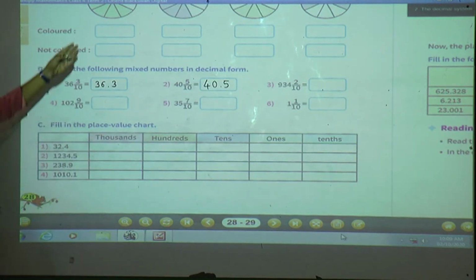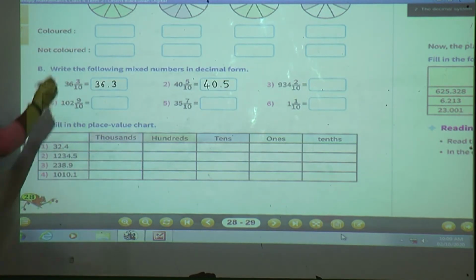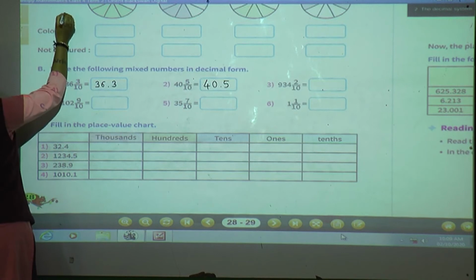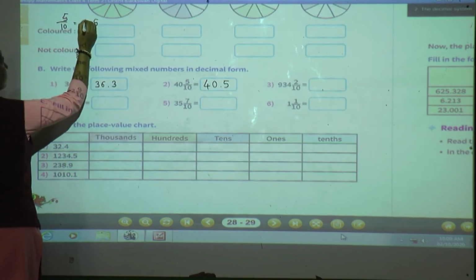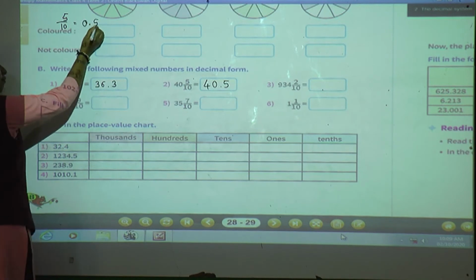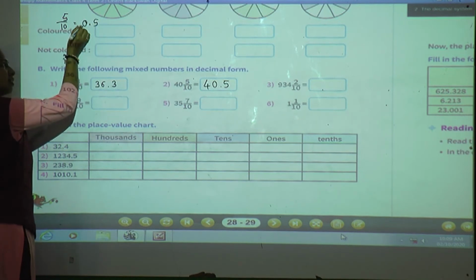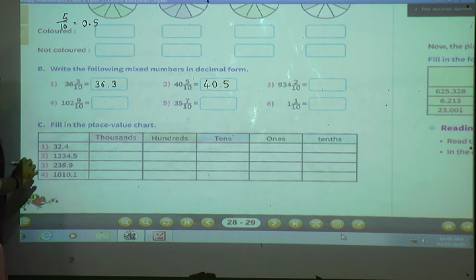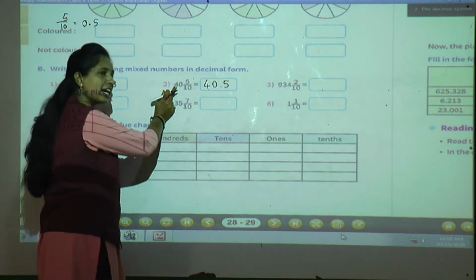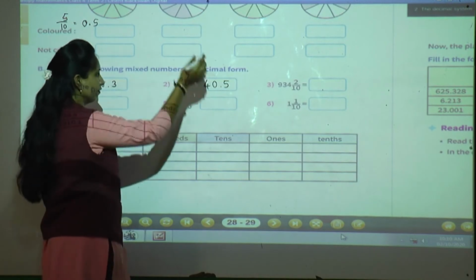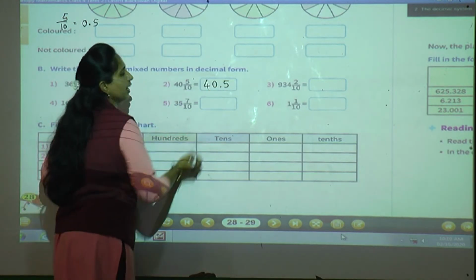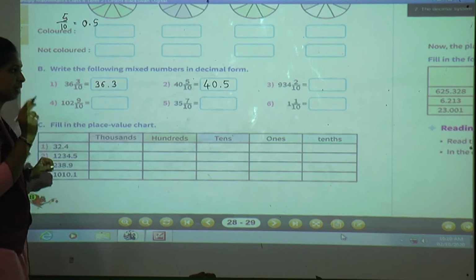Now in the same way, write the whole number 40, and 5 upon 10 means 0.5. See, here we have written 5 upon 10 as 0.5. We cannot write only .5, so where nothing is there, we write 0. But here they have already given the whole number, that is 40. So again no need to write 0.5. So 40.5.